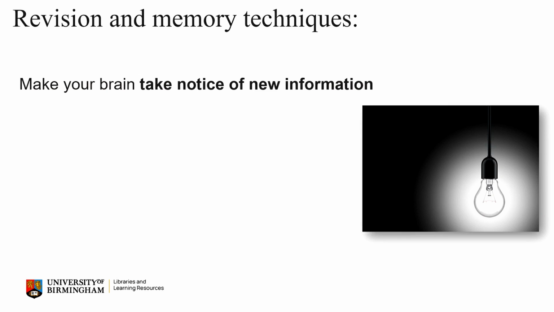When it comes to revising, to help you remember information effectively, you need to help your brain take notice of it. And to do this, it's important to not just engage with information in the same way every time you revise. For example, just by rereading your notes. Your brain won't notice that, as it will just be so familiar. You instead need to properly engage with it and do something with it in different ways.